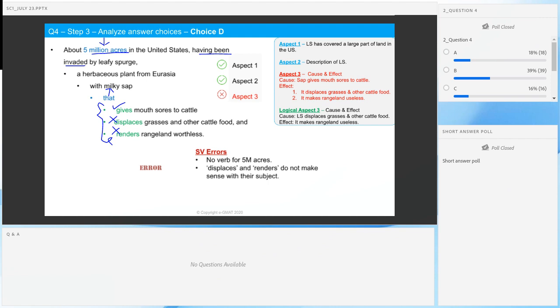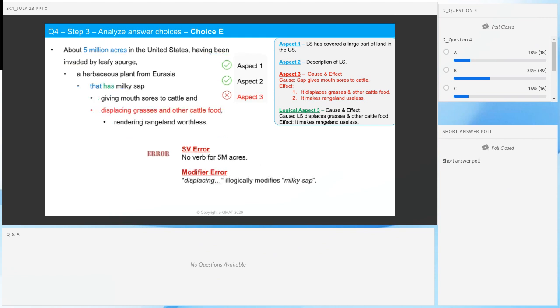And definitely we have that missing verb error in choice D, which is again repeated in choice E, because once again, we have having been invaded and not have been invaded. And because of this expression, now my subject over here does not have a verb. And that's my error. And then again, the meaning presented by choice E is very similar to choice D, because giving mouth sores is talking about milky sap, which again, I agree to that. Yes, milky sap gives mouth sores to cattle, but this choice is also saying that milky sap displaces grasses and other cattle food, which of course we do not agree to. And then once again, we have a comma plus verb-ing modifier just hanging in like that.